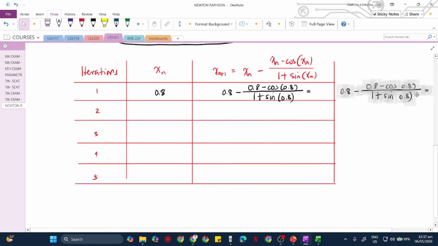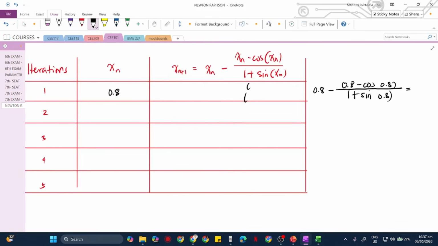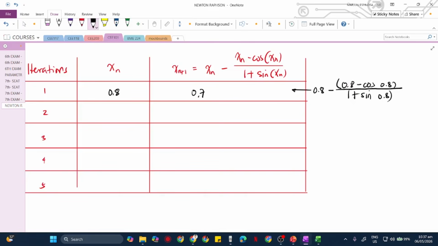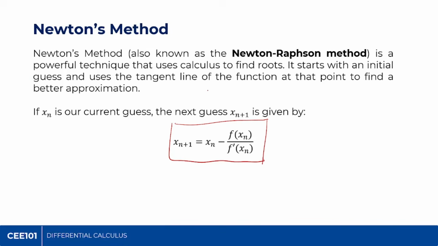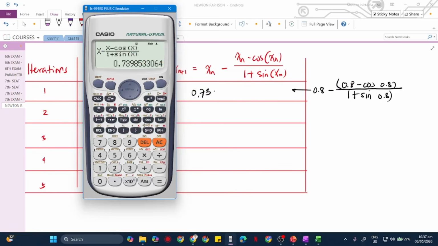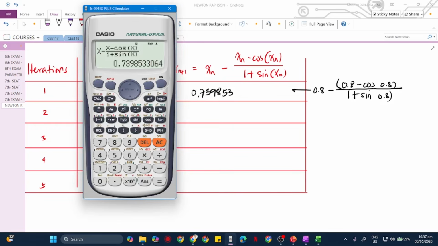So, kukunin ko lang to class. Lagay ko na lang to dito. Okay, meaning to say yan yung solutions na ating ginawa, no? So, ito, that would give me a value of 0.739853. So, sa solutions ninyo, dapat, I want 6 decimal places, ha?